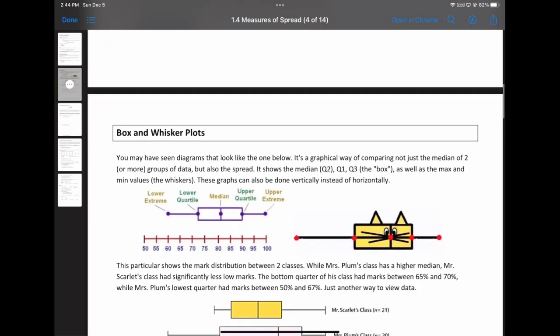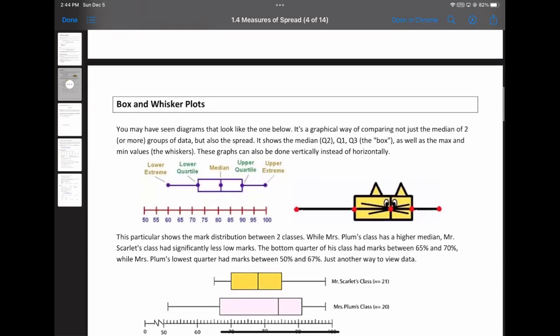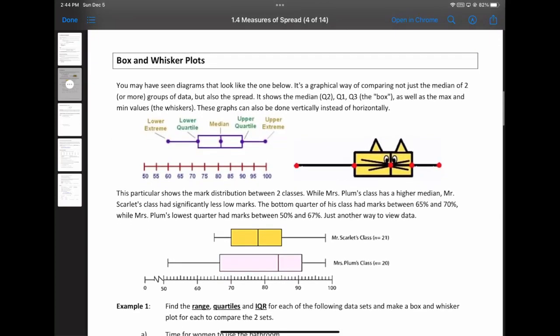We are going to be doing all these things as examples in just a moment, but we're going to kind of do them all at once since they're very related. The last thing I want to look at is a box and whisker plot.